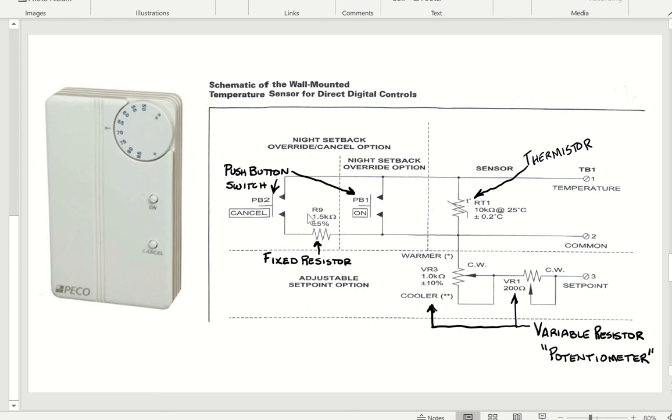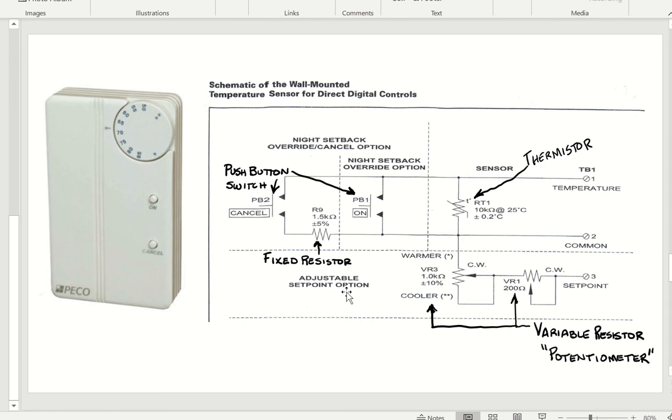Here you see a fixed resistor, 1.5K ohms or 1500 ohms. A fixed resistor does not change. Down here you see a couple variable resistors, VR3 and VR1. Those variable resistors, commonly called potentiometers, can vary the resistance. Right here, the resistance could vary from 0 to 200 ohms on this potentiometer, and this one here, 0 to 1,000 ohms.